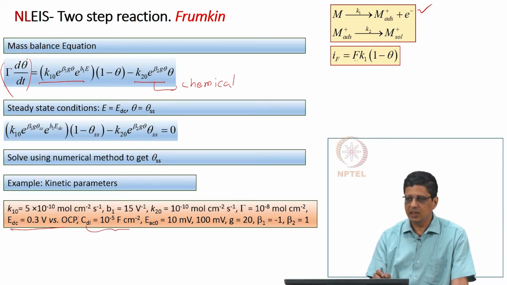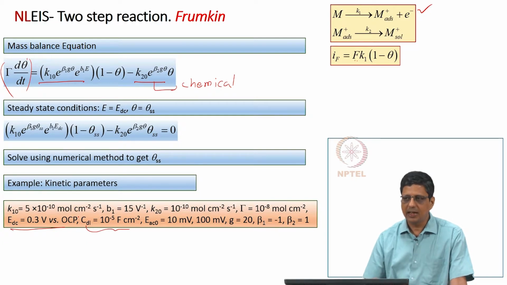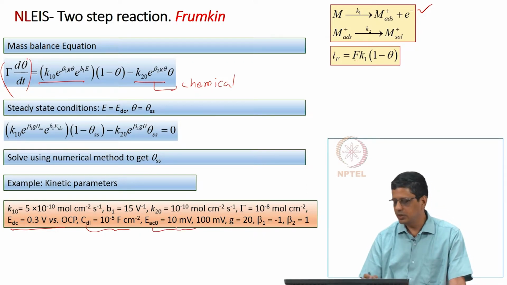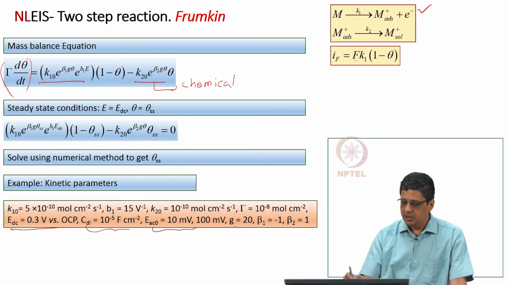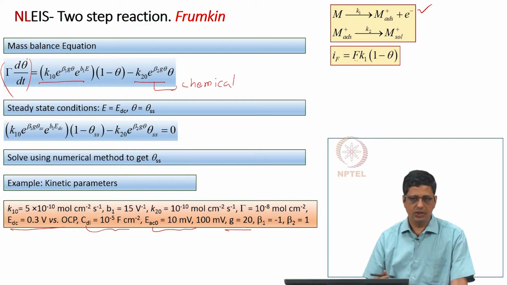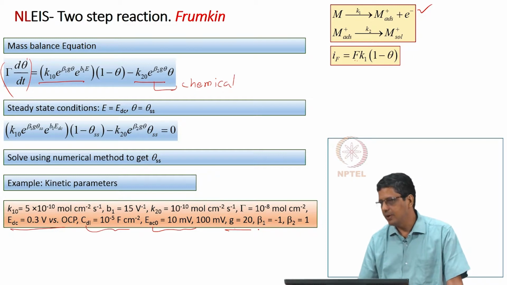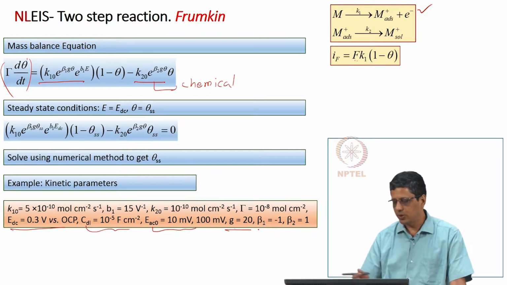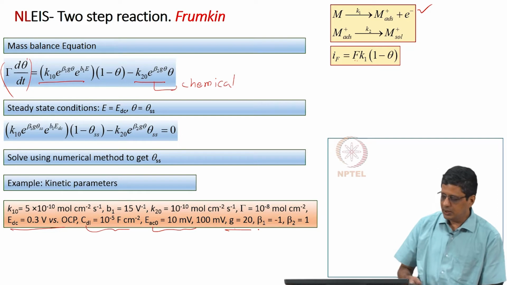AC capacitance is not relevant for this, but when we calculate the total impedance, we need that value also, and in that case we need to look at different AC perturbations, 10 millivolts or 100 millivolts. G value is taken as 20, typical values would vary between 0 to 20, it is a dimensionless number. So, we will keep it as 20 here. Beta 1 I have set as minus 1, beta 2 I set as plus 1.